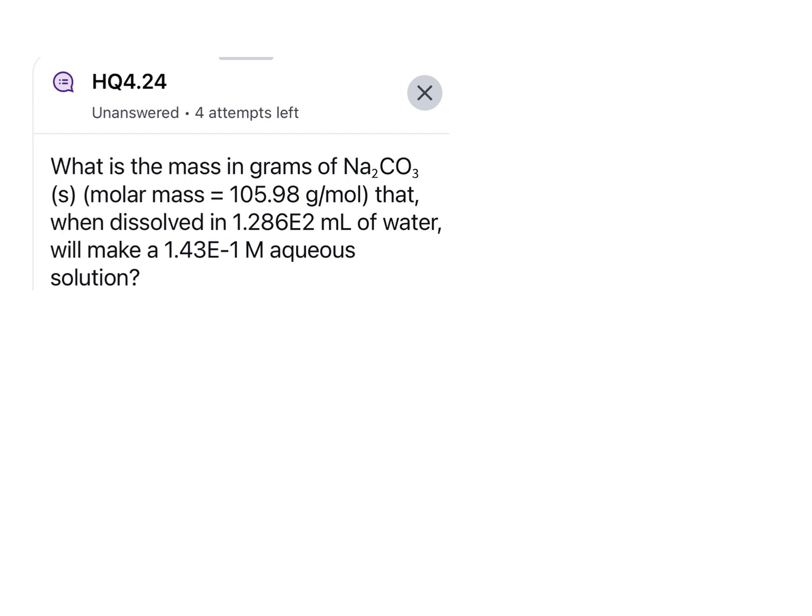So we can use that molarity and the volume to find out how much would be in that solution. So we've got a 0.143 molar solution, and I think an easier way to see that is we can take our molarity, go to moles, and then once we're in moles, we can get what we're looking for, the mass of the sodium carbonate. So I'm going to take my molarity, 0.143 molar, right?